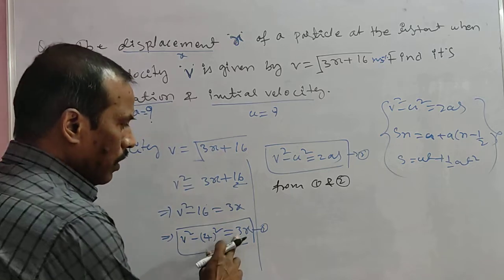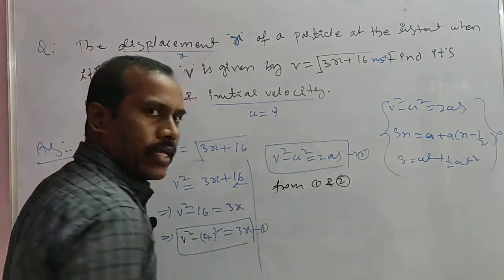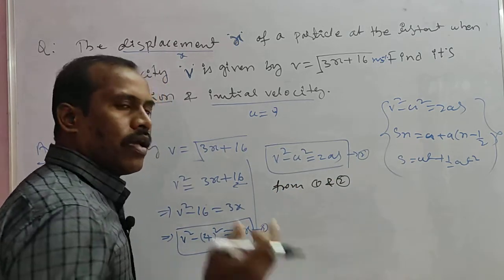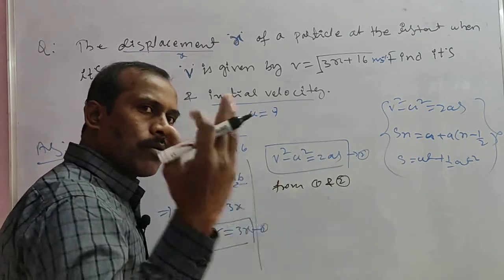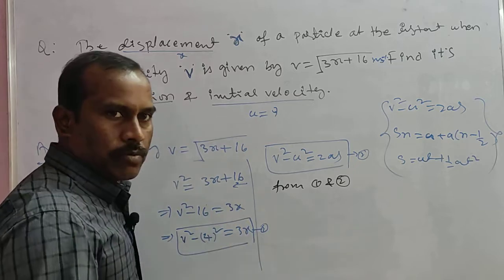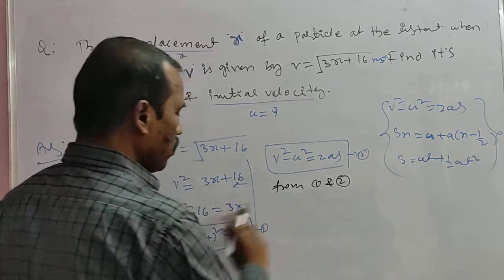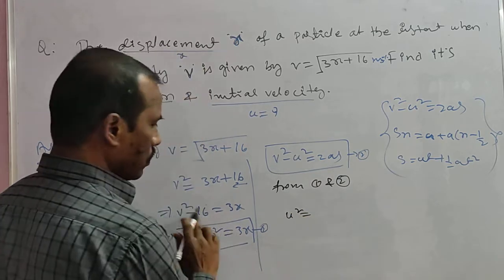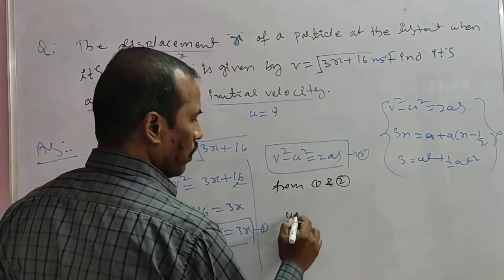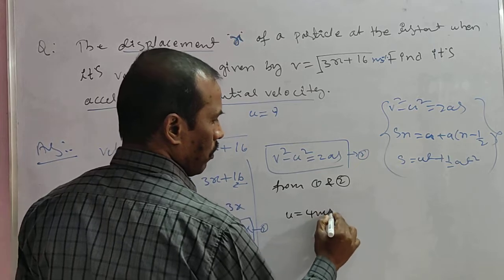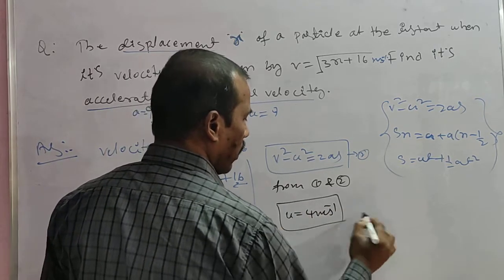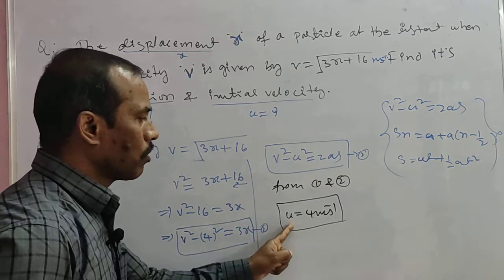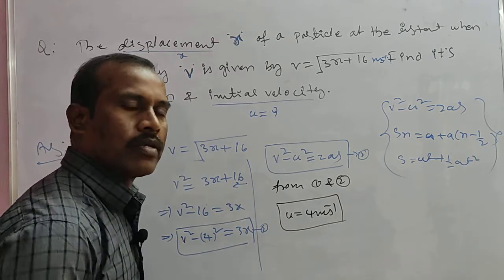Next, 3x is equal to 2as. Here s means the displacement of the particle, and x is the displacement of the particle. Comparing these two, the initial velocity is u, which is 16 under the root, so just simply u is equal to 4 meter per second. This is the initial velocity of the particle.